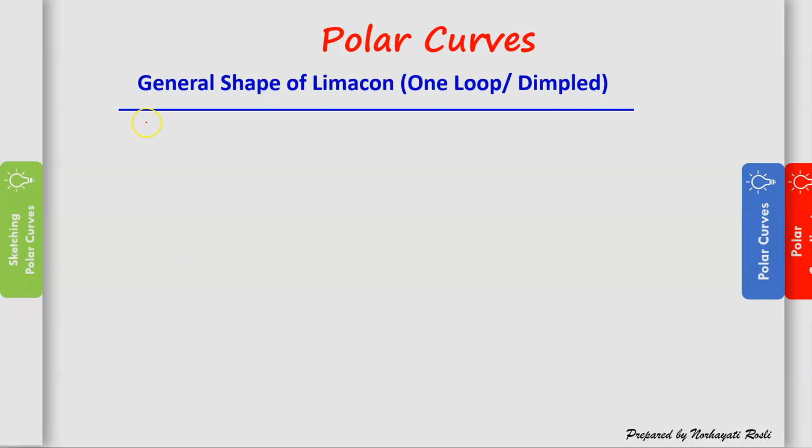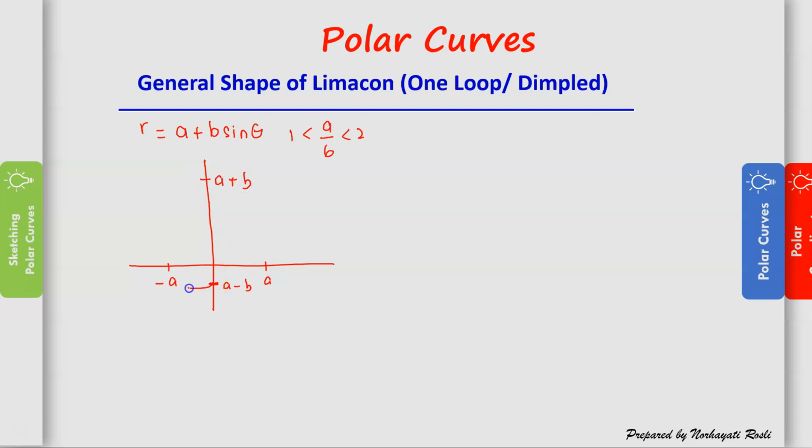Now we go to the case of sin θ. If we have the function r = a + b sin θ, in this case, understand a over b in between 1 and 2, so we'll have limaçon with dimple. Our shape will be on the positive side of the y-axis. You will have here a point a − b. Here is −a and then a, and at this location is a + b. So when we connect these points, we'll get this kind of limaçon with dimple.